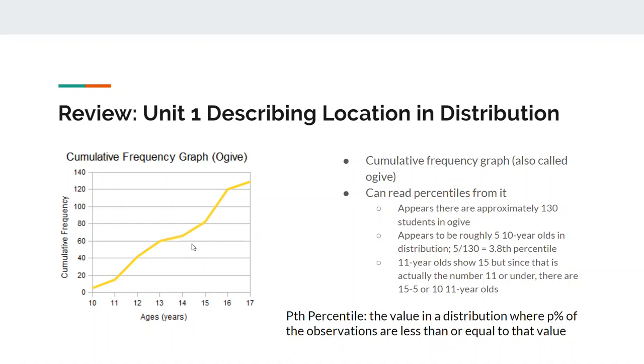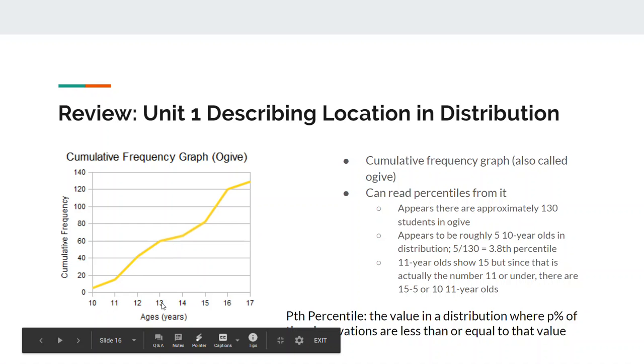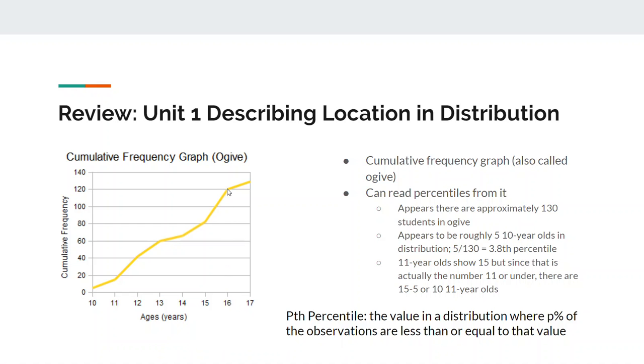And we can keep going through the whole process of reading this. So again, if I wanted to read along the x-axis, I could figure things out. So for example, going to a 16-year-old, if I trace my finger over, 120. So that tells me that there are 120 people who are 16 years old or younger. And the way that would turn into a percentile is you would take 120 divided by the 130, which is the total number of people, and that would put it at roughly the 92nd percentile. So someone who is 16 years old would be in the 92nd percentile. They are older than or the same age as 92% of the people in this distribution.